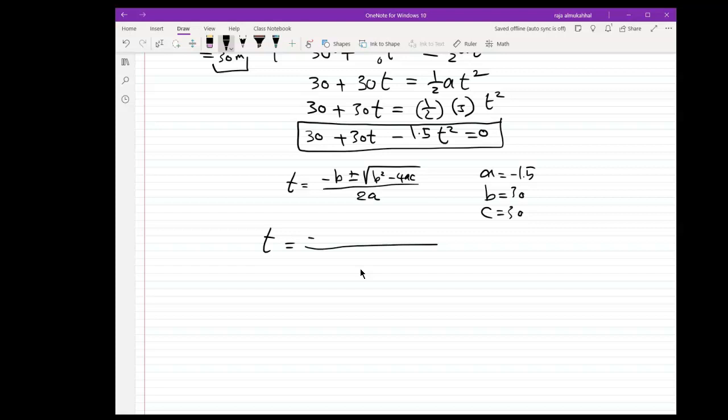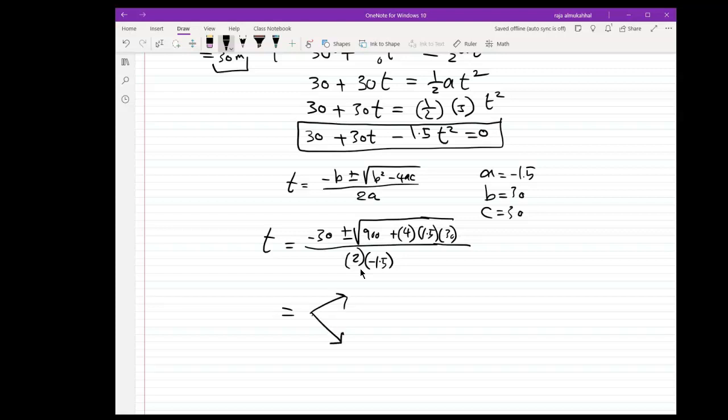So we have minus 30 plus or minus square root of 30 squared, which is 900, minus 4ac. 4a is 1.5 with a minus right here. C is 30, divided by 2a, 2 times negative 1.5, and then we work it out. And I'm looking at my notes here. I worked it out in detail. Let me show you what I've got. And I want to solve the quadratic formula only once, so you can see how I do it.